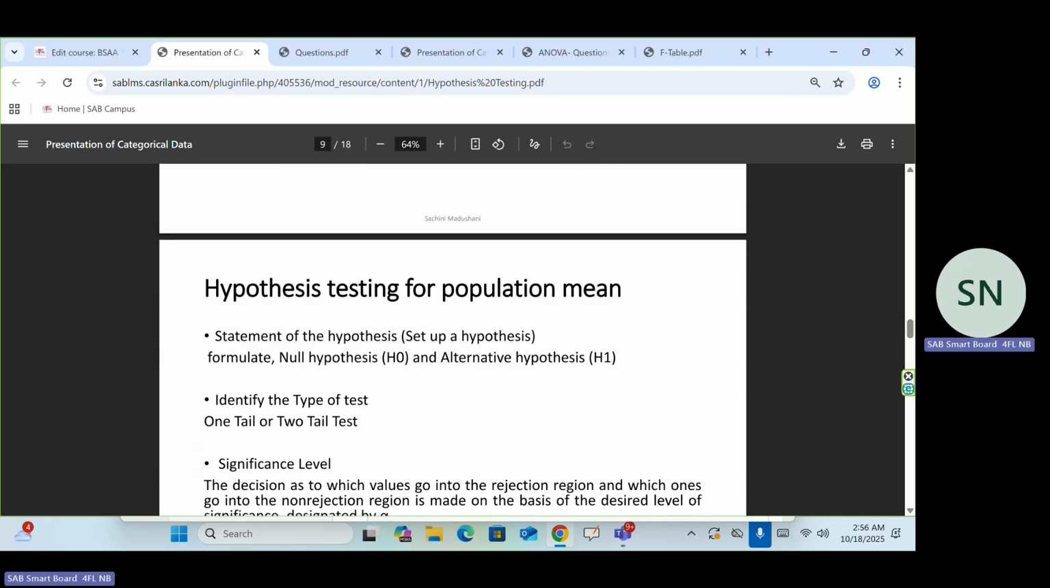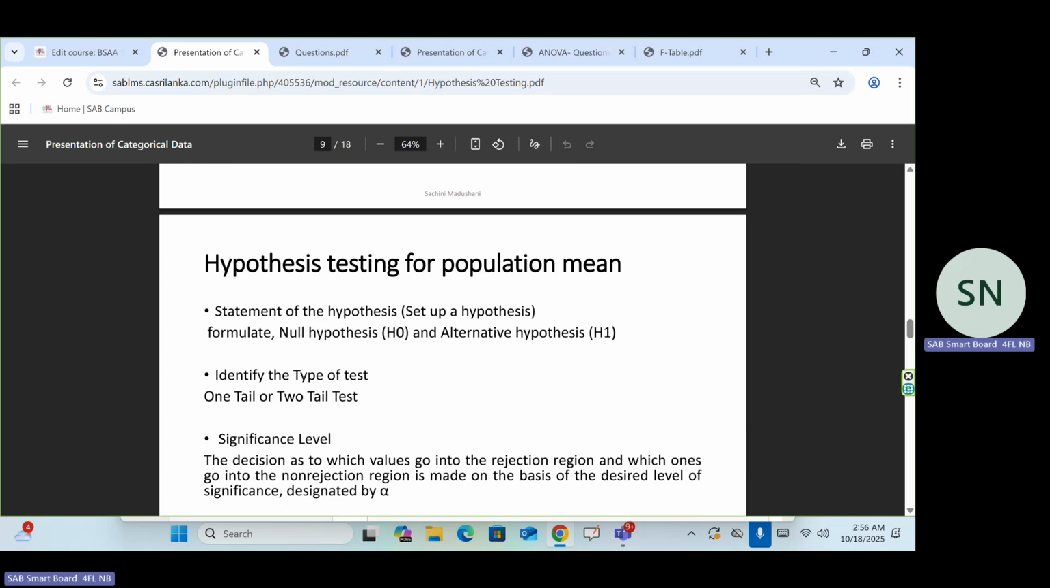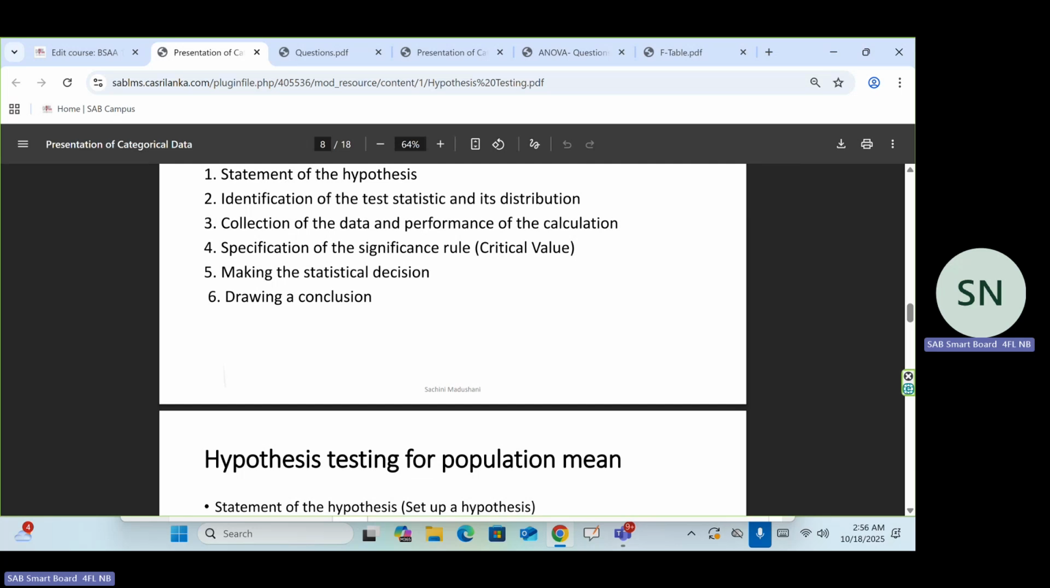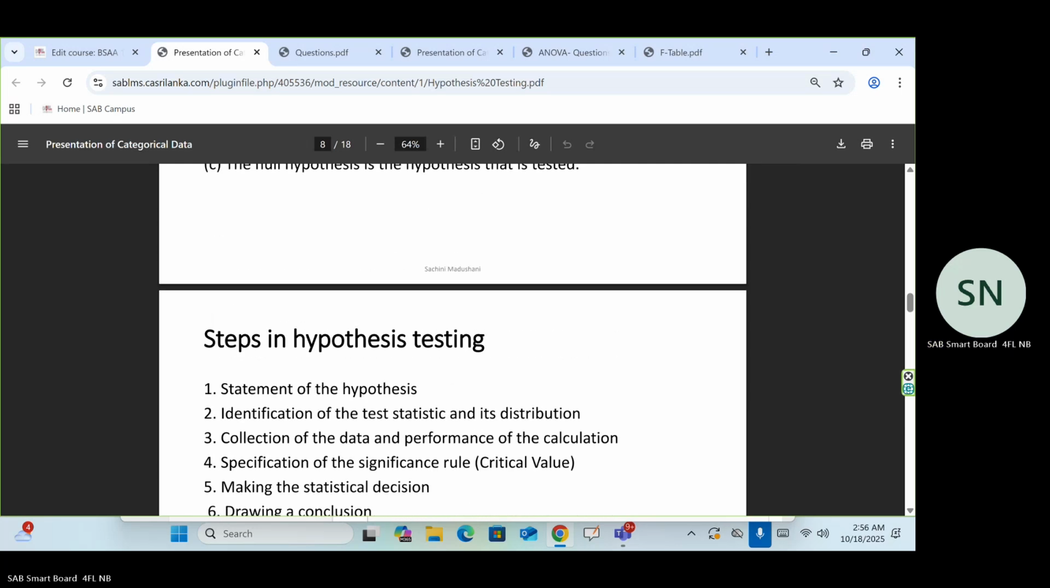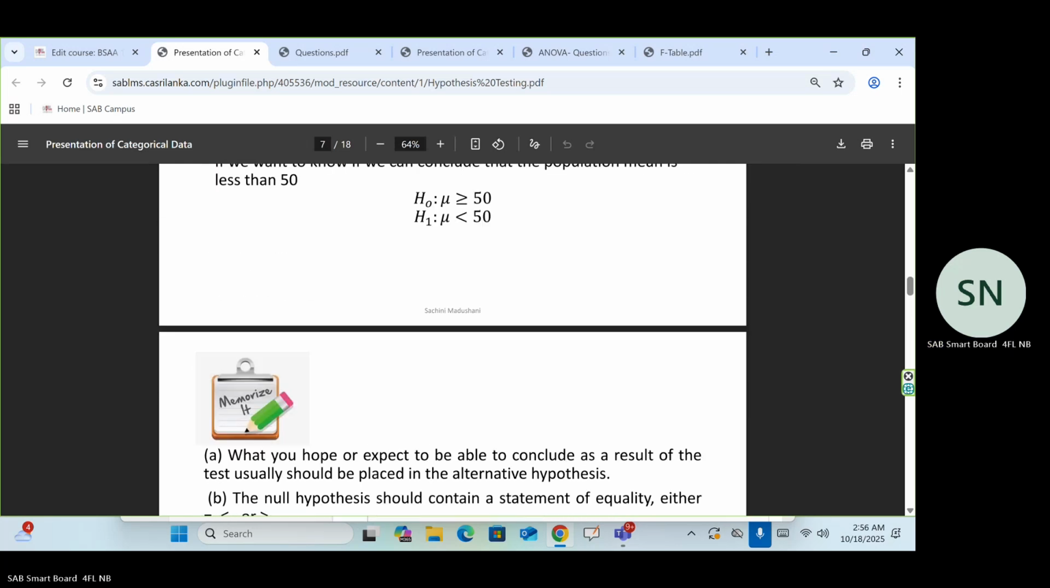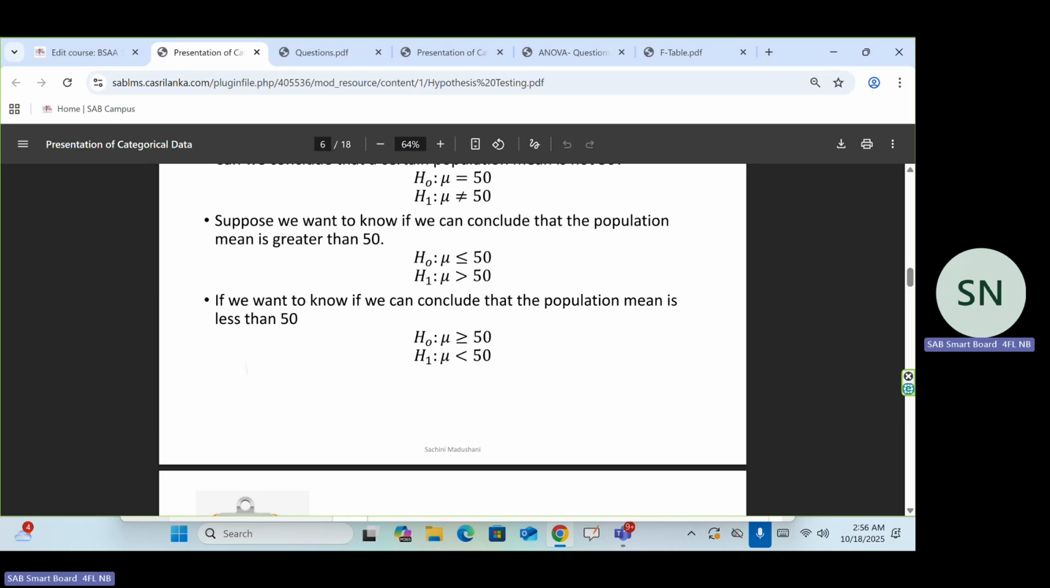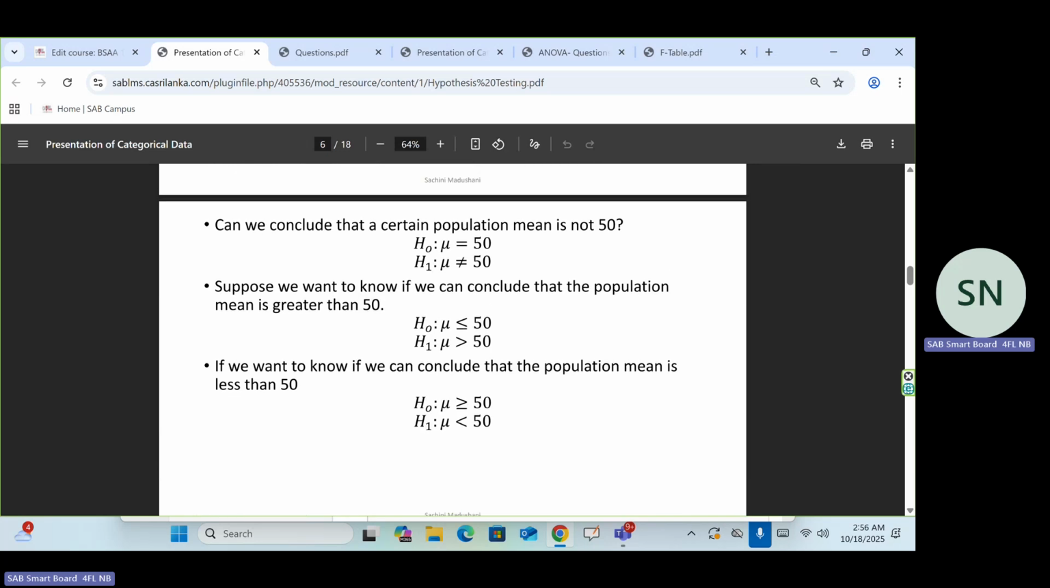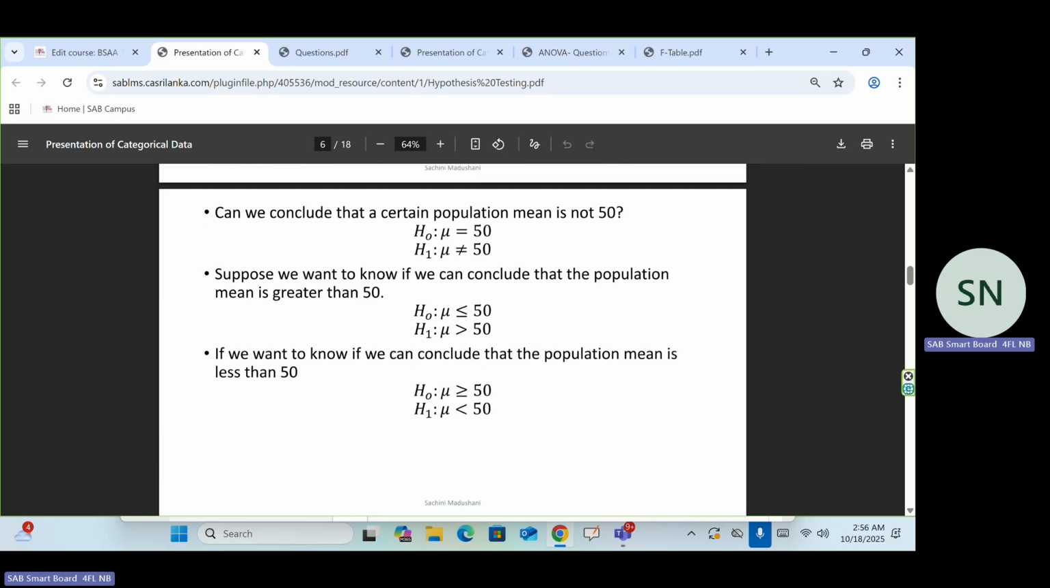Then here, in the hypothesis testing, normally we have 2 types of tests: the one-tail test and the two-tail test. Based on the hypothesis, we can identify whether a particular scenario is a one-tail test or a two-tail test. Then we take the second example.